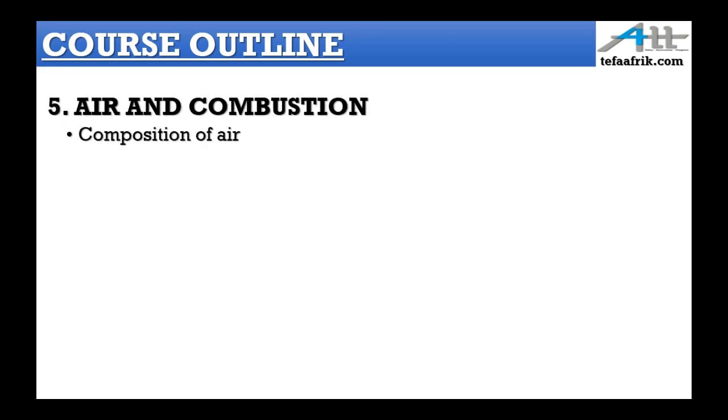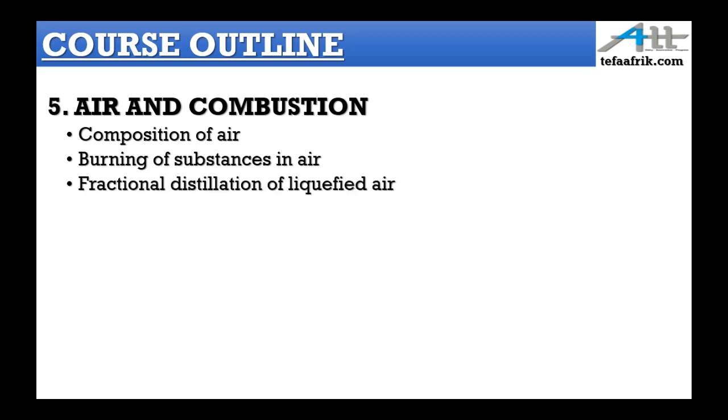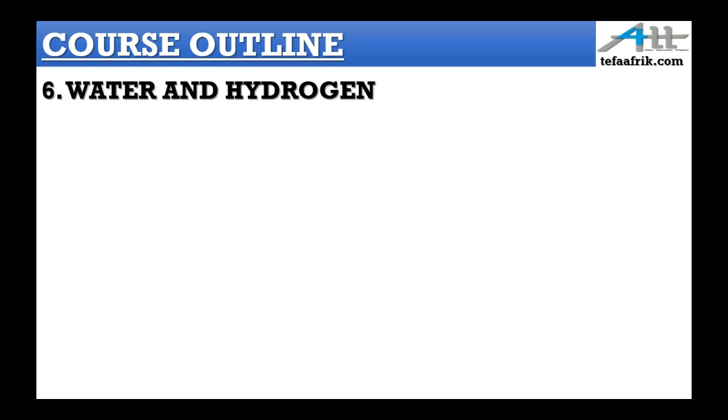Now to the fifth chapter, which is air and combustion. First of all, we'll look at the composition of air, we'll look at burning of substances in air, look at fractional distillation of liquefied air, look at rusting, and under that look at the conditions, the compositions and prevention of rusting.